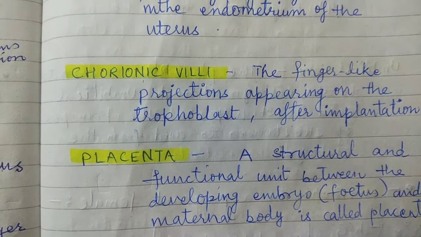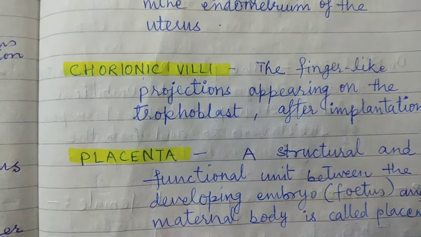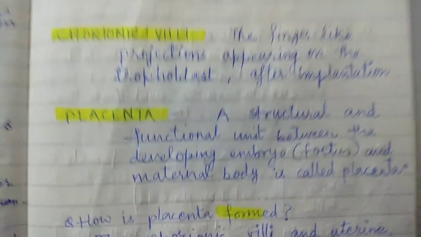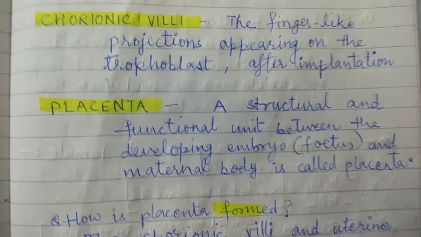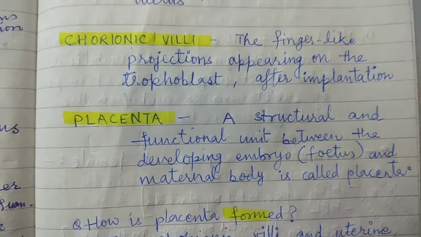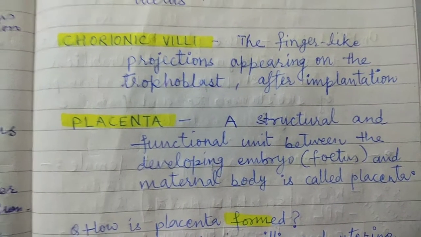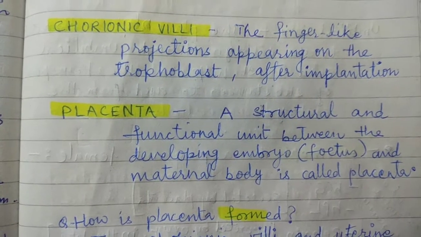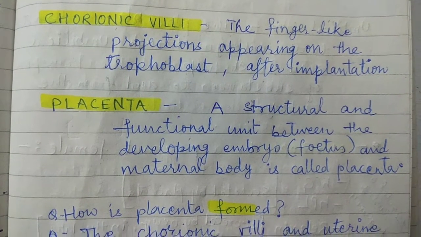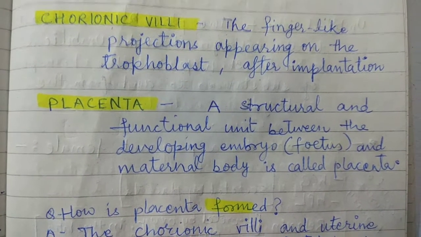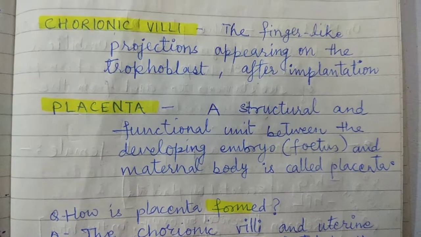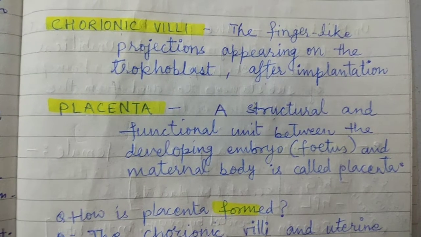through which the maternal blood can come and all the important nutrients will be supplied. So the placenta, with the help of chorionic villi, the structure where chorionic villi develop, is now known as placenta. Placenta is a structural and functional unit between the developing embryo or the fetus and the maternal body. It is the main connection point.